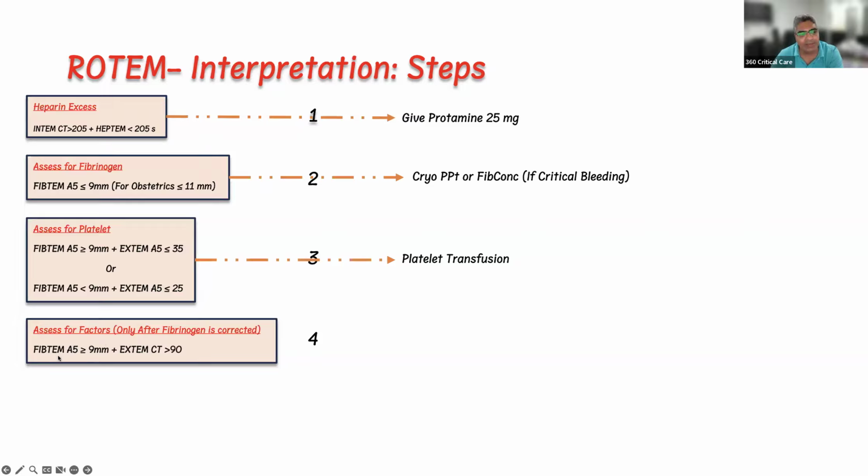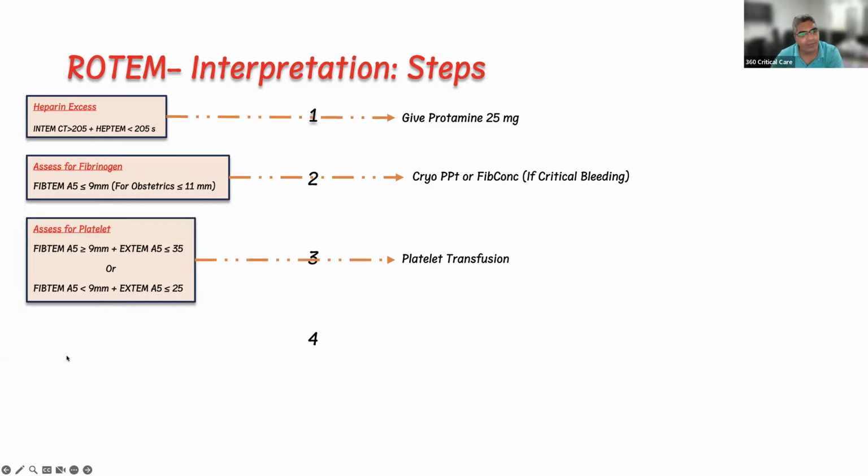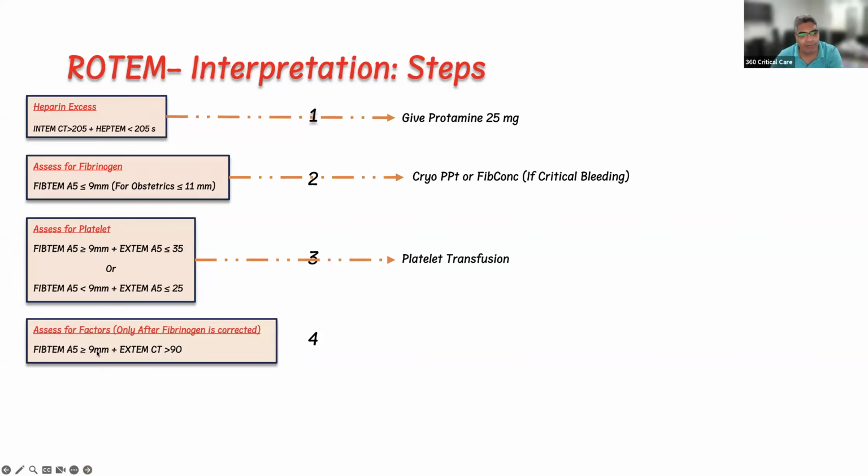In this case, the FIBTEM A5 will be more than 9, that is normal, and the EXTEM CT is more than 90, which is abnormal. Okay, you have corrected the fibrinogen, but still the EXTEM CT is prolonged. That means your platelets are corrected, your fibrinogen is corrected, but you still have a coagulopathy, which is because of the coagulation factors. So you give FFPs or prothrombinics.